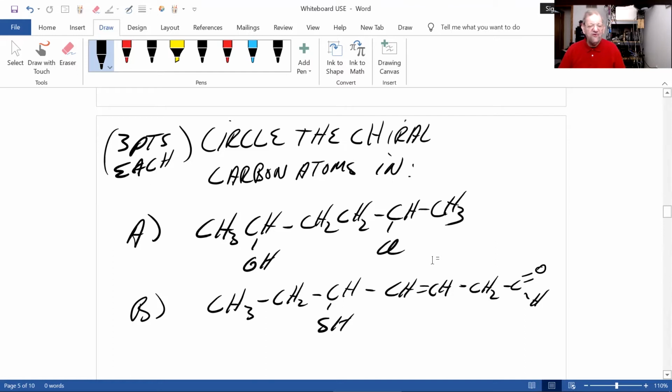All right, let's look at A. Now, what is a chiral carbon atom? It's an atom that has 4 different groups, 4 different atoms or elements, or a combination thereof.